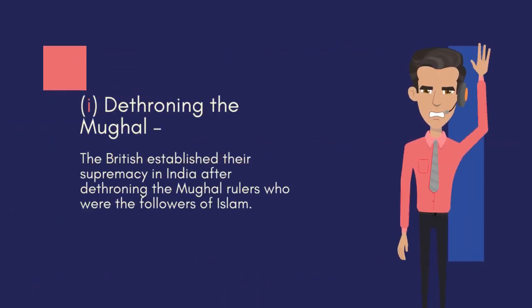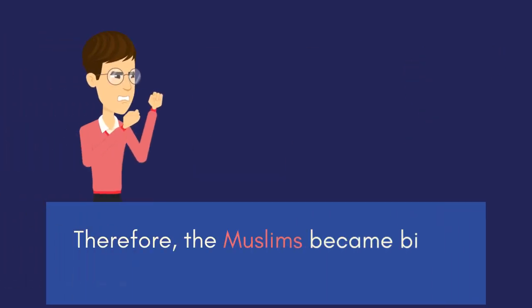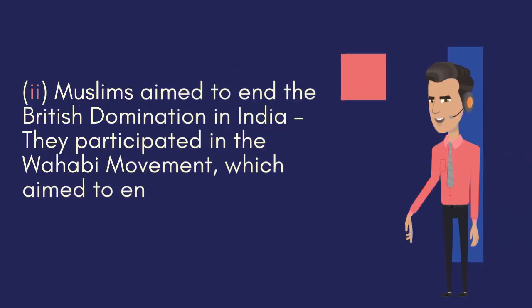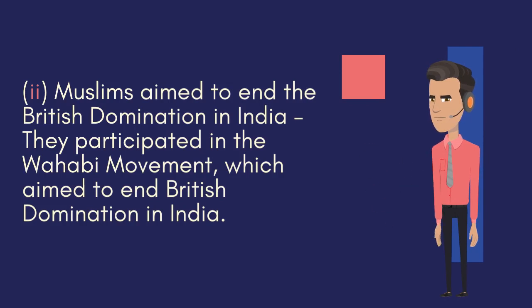1. Dethroning the Mughals. The British established their supremacy in India after dethroning the Mughal rulers who were the followers of Islam. Therefore, the Muslims became bitter enemies of the British. 2. Muslims aimed to end the British domination in India.